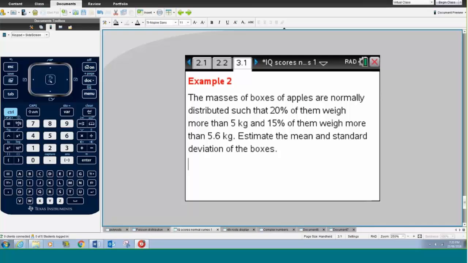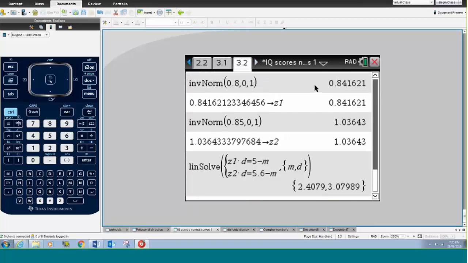One more example is when the masses of boxes of apples are normally distributed, and we know 20% weigh more than 5 kilograms and 15% more than 5.6, and we wish to estimate the mean and standard deviation of the boxes. Again, we use inverse normal, but what I'm trying to show here is that we can store the values. So inverse normal 0.8, and we store that as Z1.